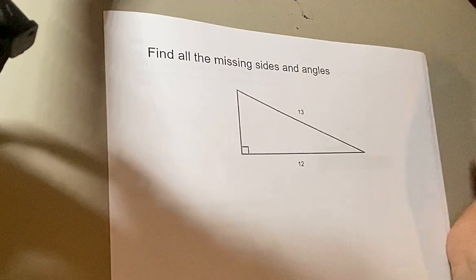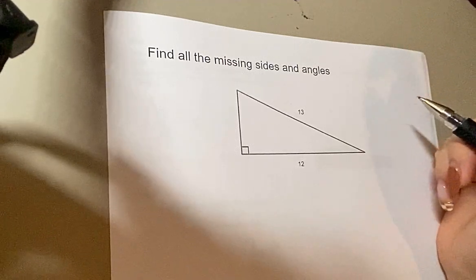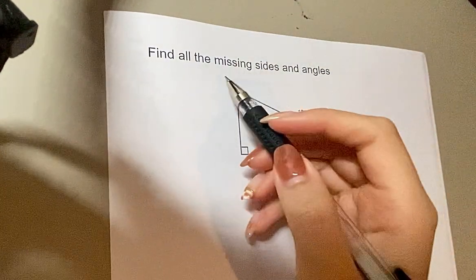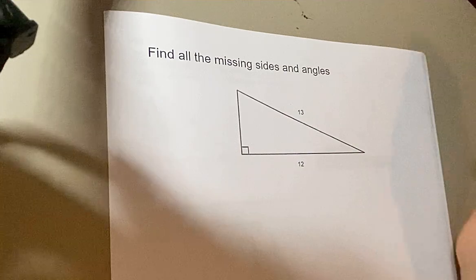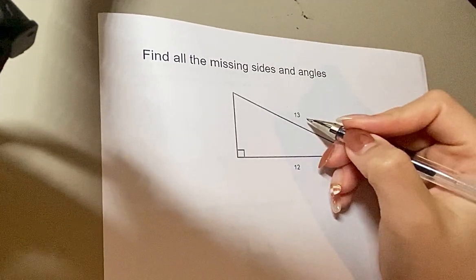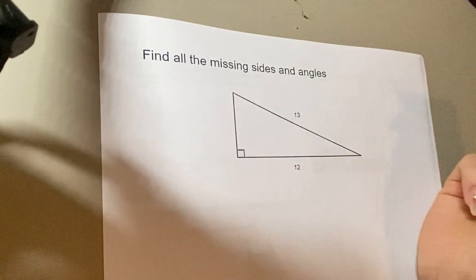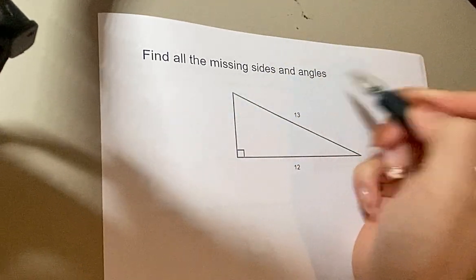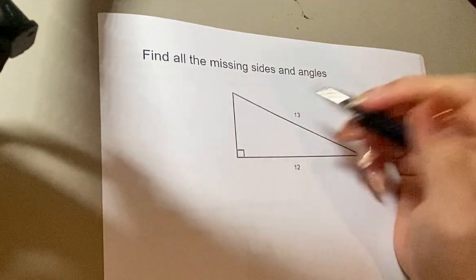Hello everyone! So this was the warm-up that we were doing in class today, and this warm-up asked to find all the missing sides and angles. So this is what is given. We have only two numbers, 13 and 12. So how can we use these two numbers to find all the missing sides and angles in this triangle?